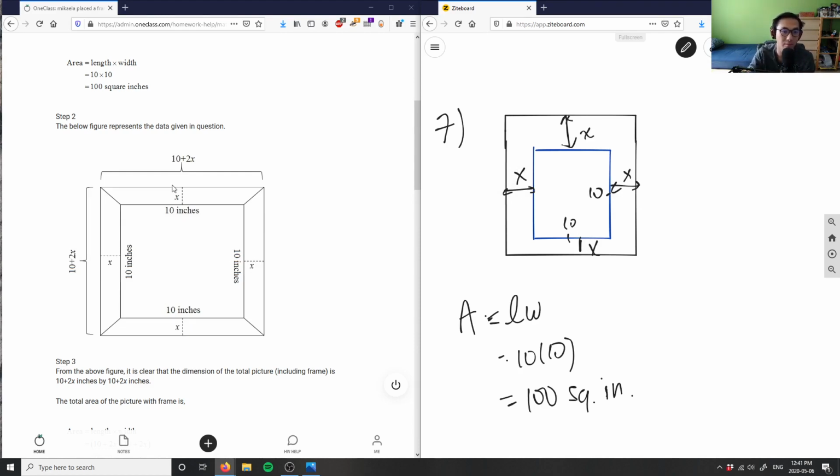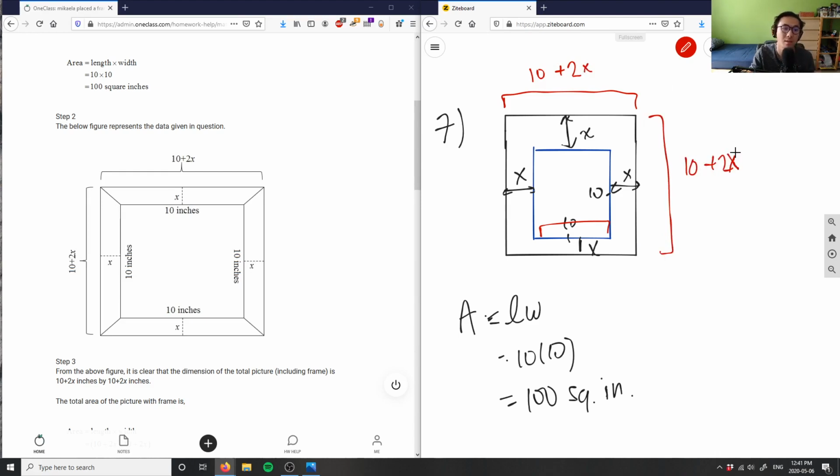And they're basically saying that this entire portion here is 10 plus 2x, right? Because if you think about it, I'll do this in red here. From here to here, this would have to be encompassing this 10 plus this x here and this x here, right? So in this case, you would have 10 plus 2x on this side, and this is also 10 plus 2x on this side as well.